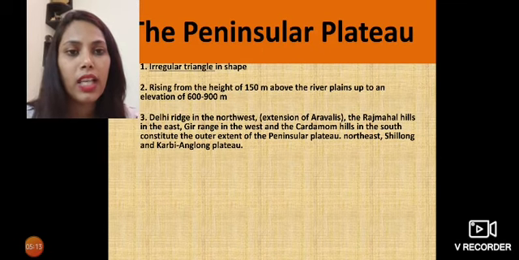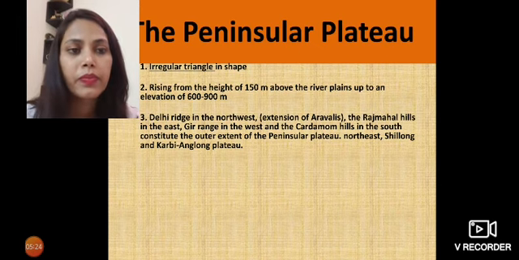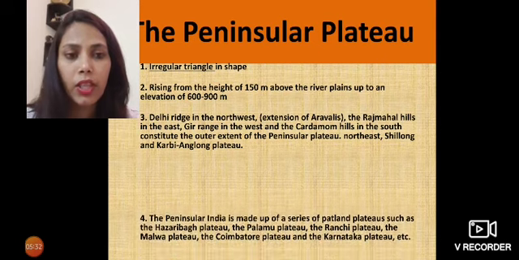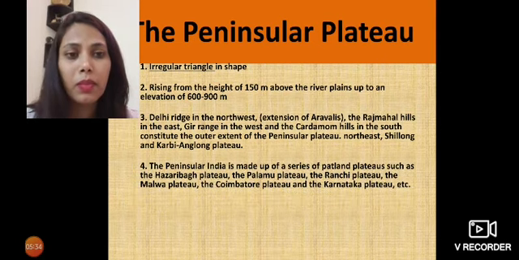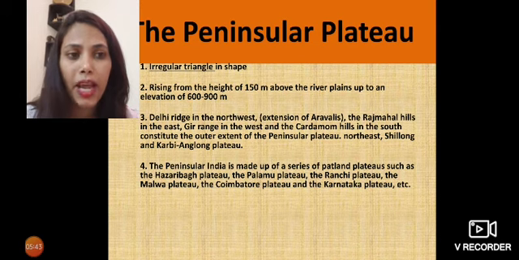This is average height. Delhi Ridge in the northwest. Delhi Ridge is an extension or a part of the Aravalli. Rajmahal Hills, Gir Range, Cardamom Hills in the south, Shillong and Karbi Anglong Plateau. These are all hills of the Peninsular Plateau, the names of the hills which comprise it. Then the Peninsular Plateau is made up of a series of patlands. Patland means high level land. So it's made up of plateaus like Hazaribagh Plateau, Palamau Plateau, Ranchi Plateau, Malwa Plateau, Coimbatore Plateau, Karnataka Plateau.